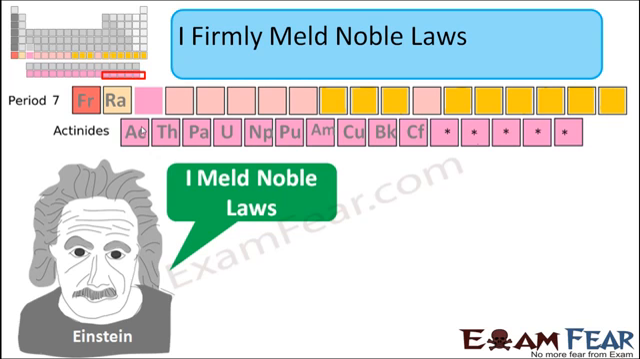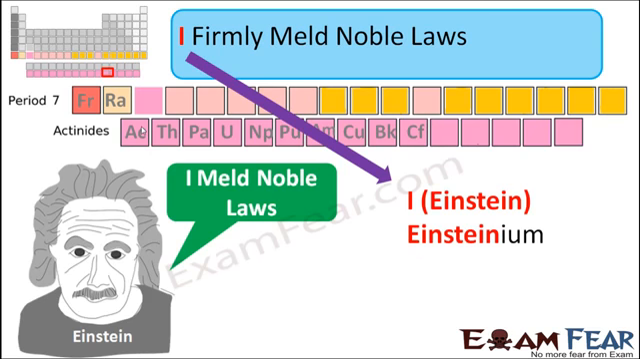So we see here Einstein who says that I meld noble laws. The term meld means to mix or to blend. Now, as we all know, Einstein was a scientist who made a lot of contributions in the field of physics, and he firmly had made a lot of noble laws. So the tip here is: I firmly meld noble laws, where I is Einstein.